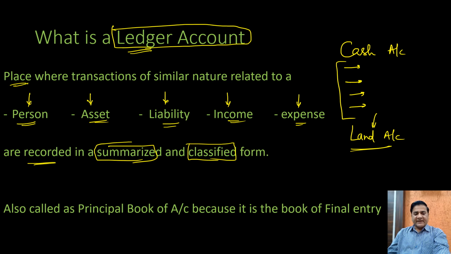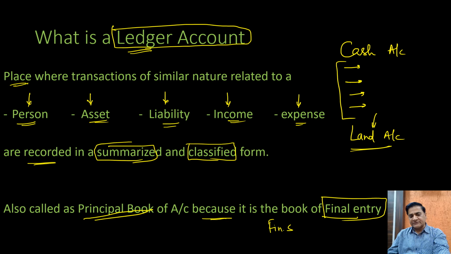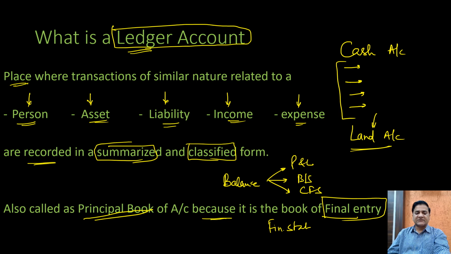Now we need to understand that the ledger account is also called the principal book of accounts because it is a place from where the final entries are made. What are these? These are the financial statements, which means the balance in the ledger account would help me in preparing the profit and loss account, would help me in preparing the balance sheet. It would also help to prepare the cash flow statement. So the ledger account is also called the principal book of accounts, right?